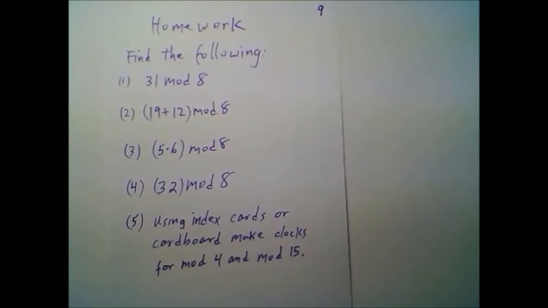The second problem, we have 19 plus 12 mod 8. You want to figure out what that would be. You want to simplify the answer. Be sure to perform the operation first. The next problem, we have 5 times 6 mod 8. So you have to perform the operation. Then you have to look at the clock for mod 8 to figure out what your answer will be. The fourth problem, you have 32 mod 8. You want to simplify that, figure out what 32 would be in mod 8.